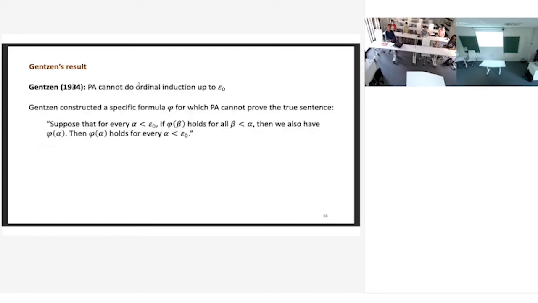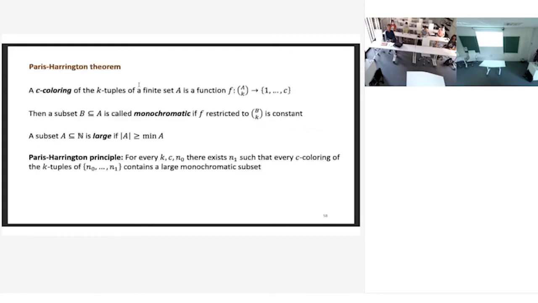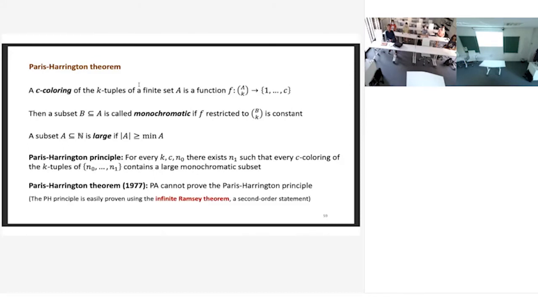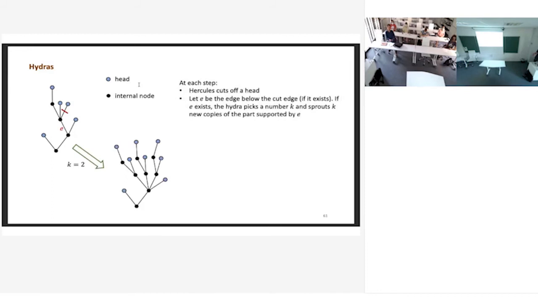Gentzen was the first to make some progress here. Then came the famous Paris-Harrington theorem, which talks about coloring k-tuples of natural numbers, and it has to do with Ramsey's theorem, the infinite Ramsey theorem. Then came a few other things, Goodstein sequences. Hydras, where Hercules chops a head of the hydra, and then the hydra sprouts new heads, and then Hercules chops again, and somehow the hydra always dies, though it doesn't seem so obvious.